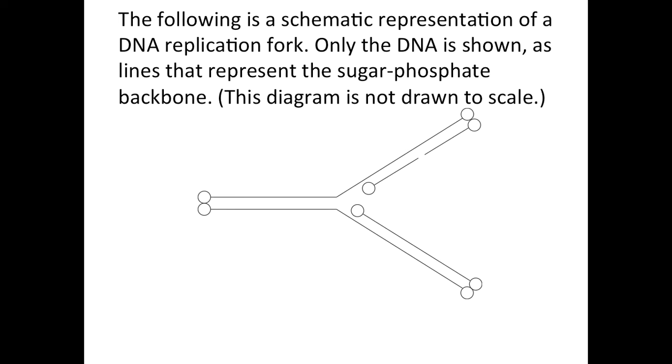This tutorial is about understanding DNA replication. This is a DNA replication fork. On the diagram, label the circled ends as to whether they are 5' or 3'. Before we answer this, let's quickly review DNA replication.